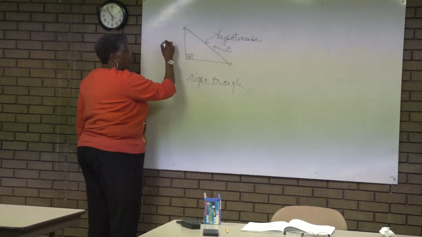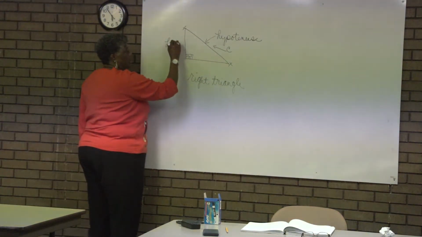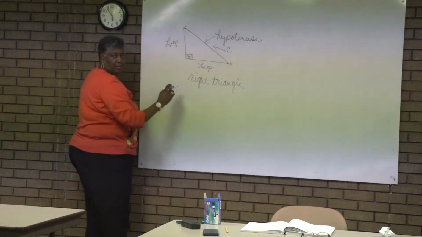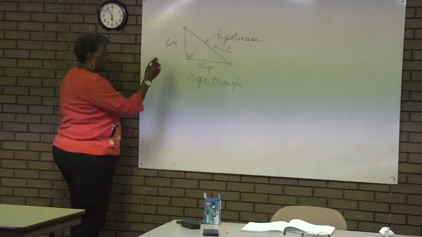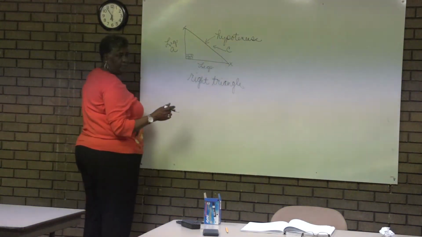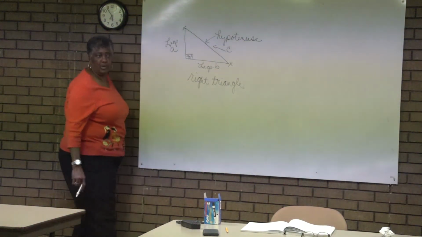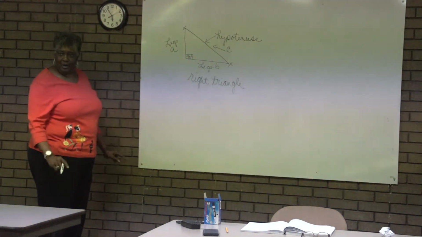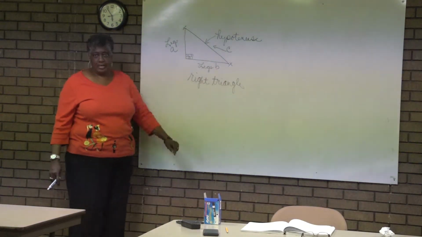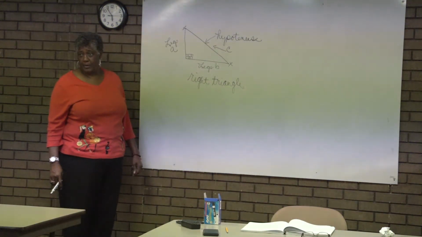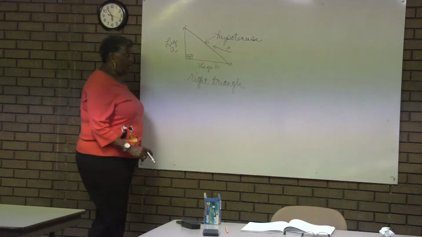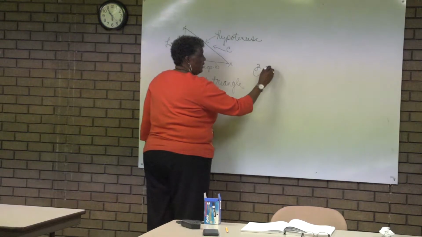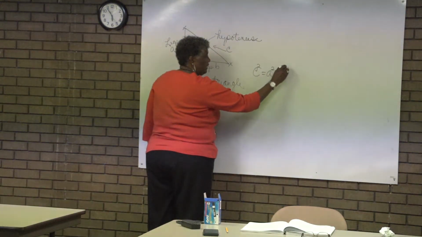These are called the legs of a right triangle. Those are the straight lines on the other sides. One of them is A in the formula, one of them is B. It doesn't matter which one is which. Don't worry about it. The only one you have to know for sure is that the slanted line is always the C. Okay? And the formula is C squared equals A squared plus B squared.